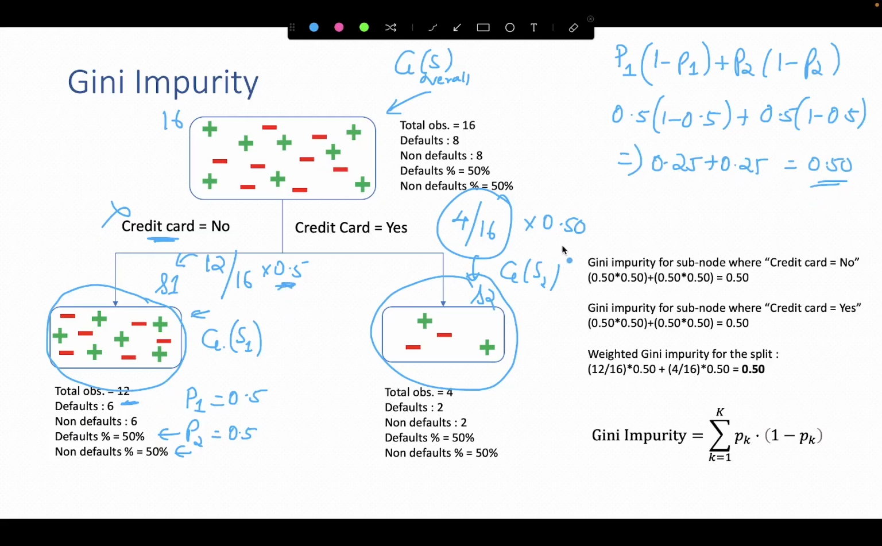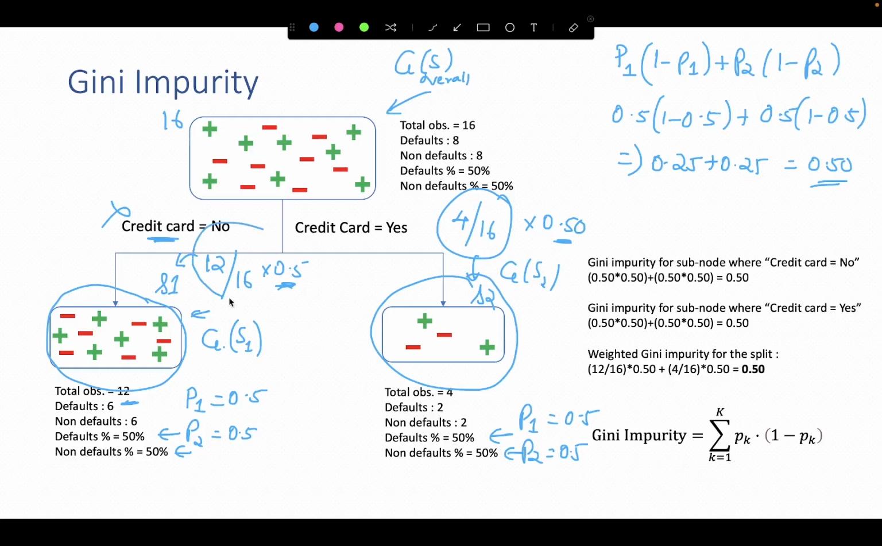Same is the case with the Gini impurity that you can calculate at subnode S2, because you have the same proportions for defaults as well as non-default percentages here. So P sub 1 again is going to be 0.5 and P sub 2 again is going to be 0.5 in this particular subnode S2.